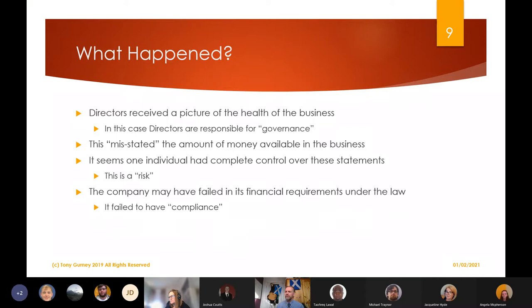So the directors are responsible for that organization. They're responsible for the governance of the organization. And they got, and let's be generous and call it a misstated series of accounts. However, those accounts came from the finance director. And the only person responsible for creating those accounts, checking those accounts, having anything to do with those accounts, was the finance director. So this organization, with hundreds of locations and thousands of employees, had said, yeah, we're going to trust every single piece of financial information to this one person. Technically, that's a risk. And any halfway competent board would never have allowed that to happen.